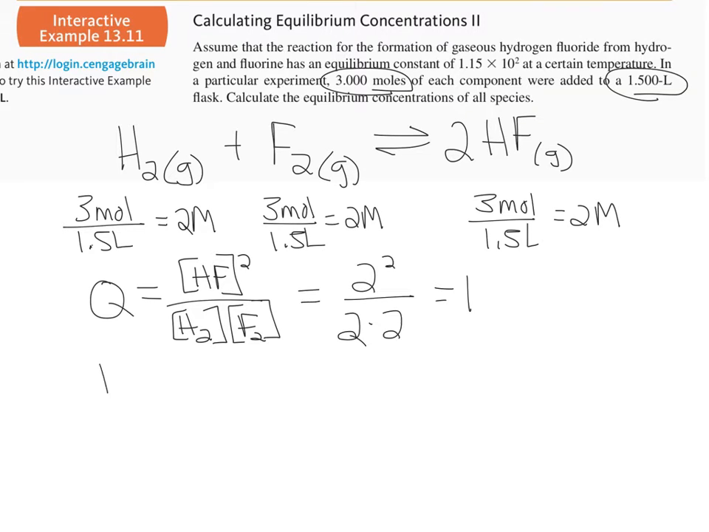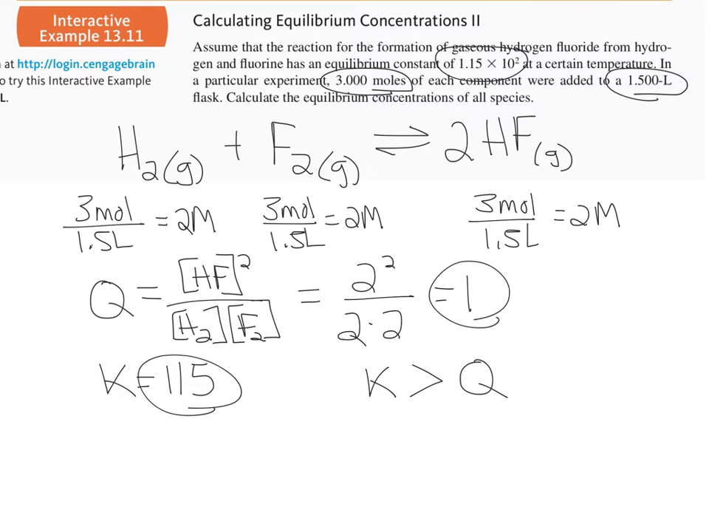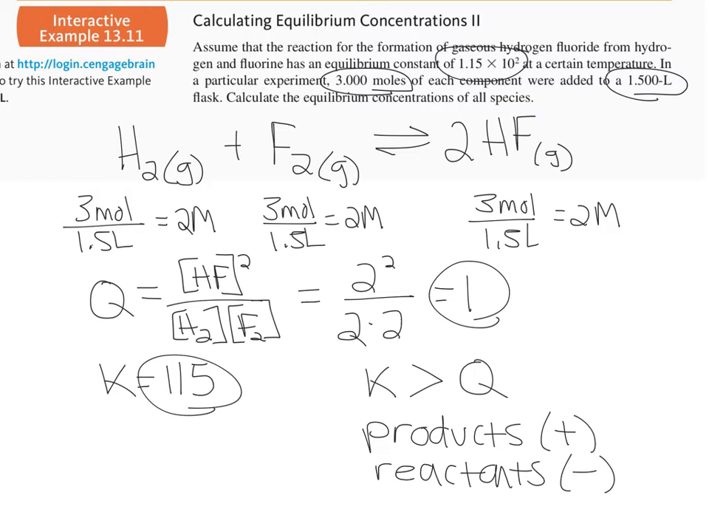Next, we're going to compare our Q to our K. Our K was given in the problem as 1.15 times 10 to the second. Another way to write that is 115. So our K is greater than our Q, because 115 is greater than 1. This means the forward reaction is favored. Our products are favored. So your products are going to get a positive sign when we do the ICE diagram, and our reactants are going to get a negative sign in the ICE diagram.